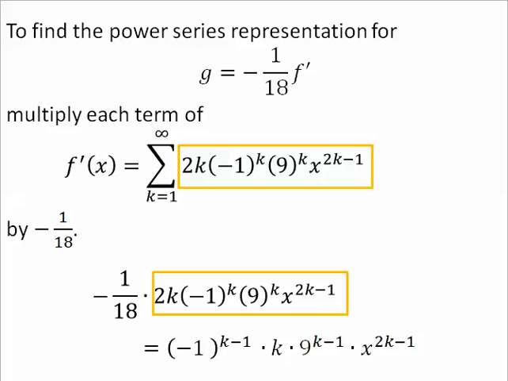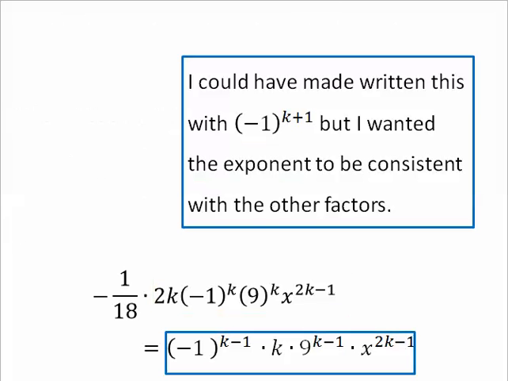So I had 9 to the k. So the 2 over 18, that's 1 over 9, right? And then I have 9 to the k over 9, so that's where my 9 to the k minus 1 comes from. Now, for the negative 1, I have negative 1 to the k minus 1. You might think I should have written it as negative 1 to the k plus 1. Whether it's k plus 1 or minus 1 doesn't matter. I chose minus 1 to the k minus 1 because now my exponents match up.